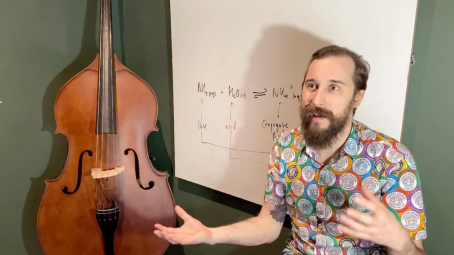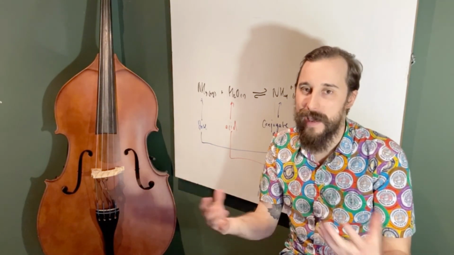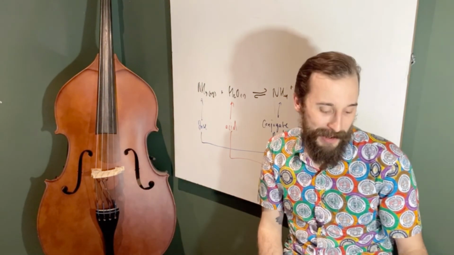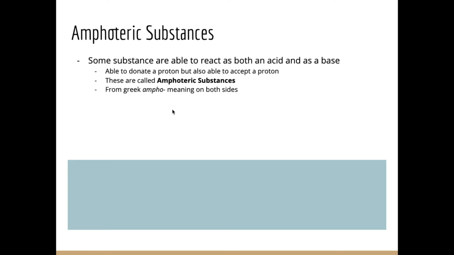So amphoteric can both accept a proton and donate a proton. Ampho, amphibian, amphoteric. Hopefully that helps you to remember it a little bit maybe.